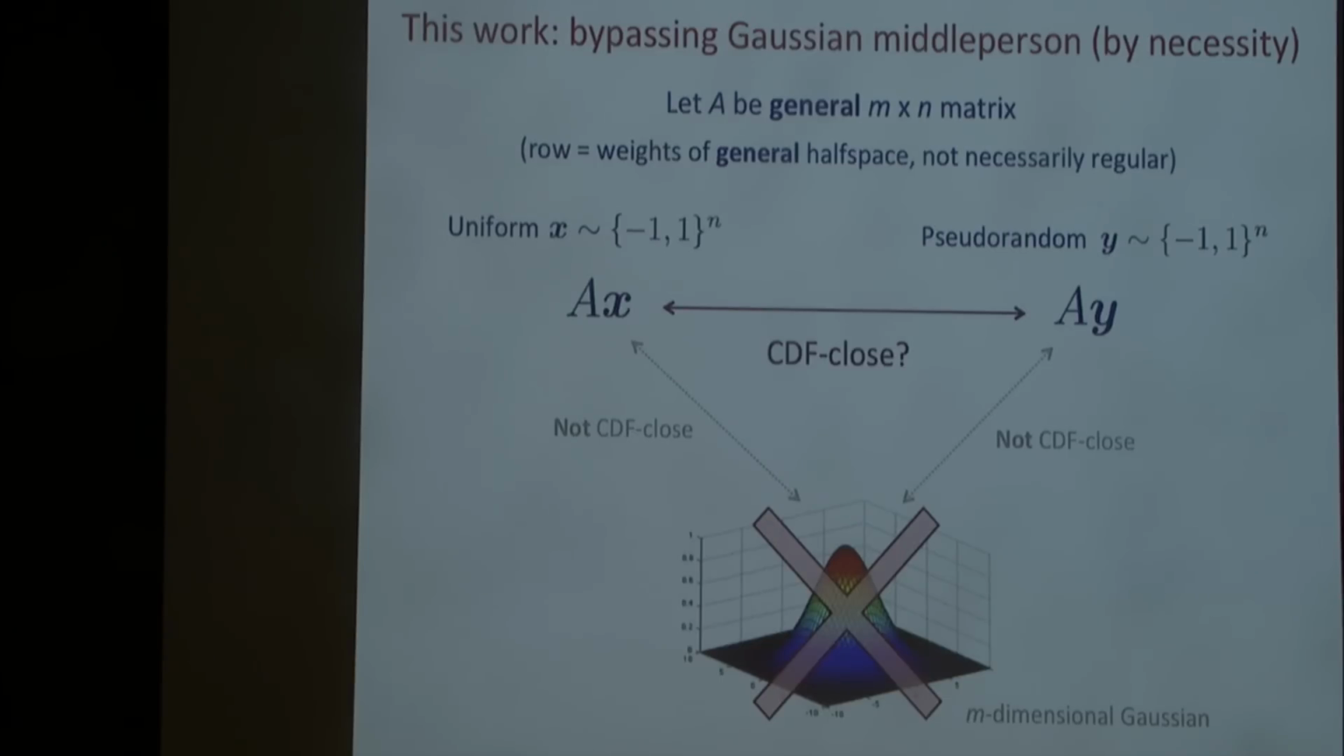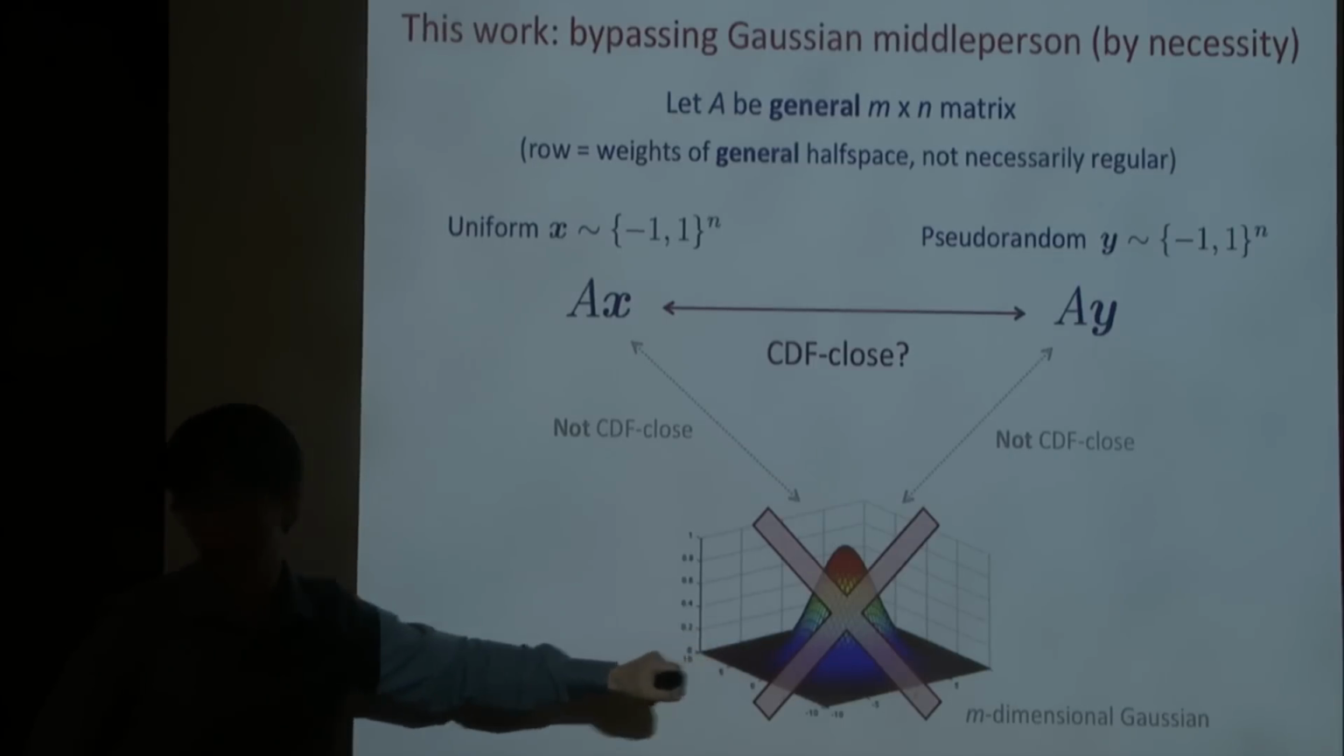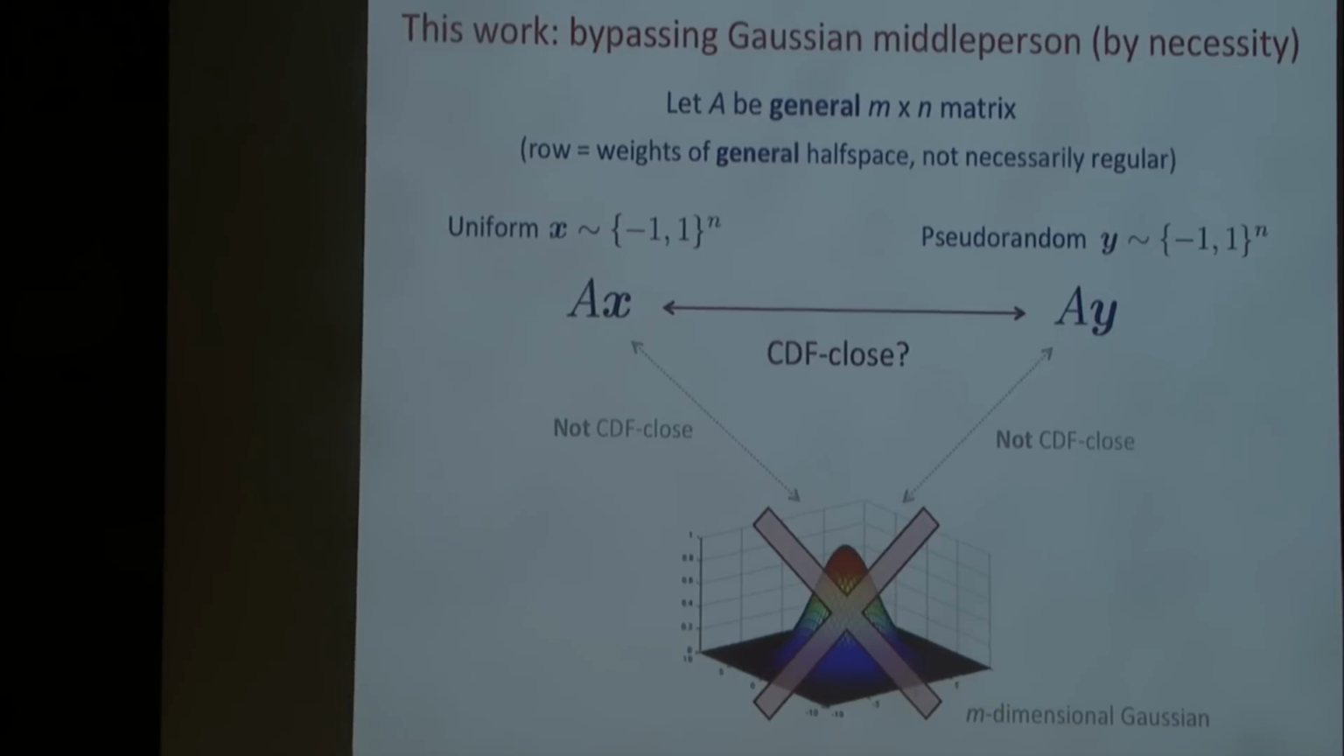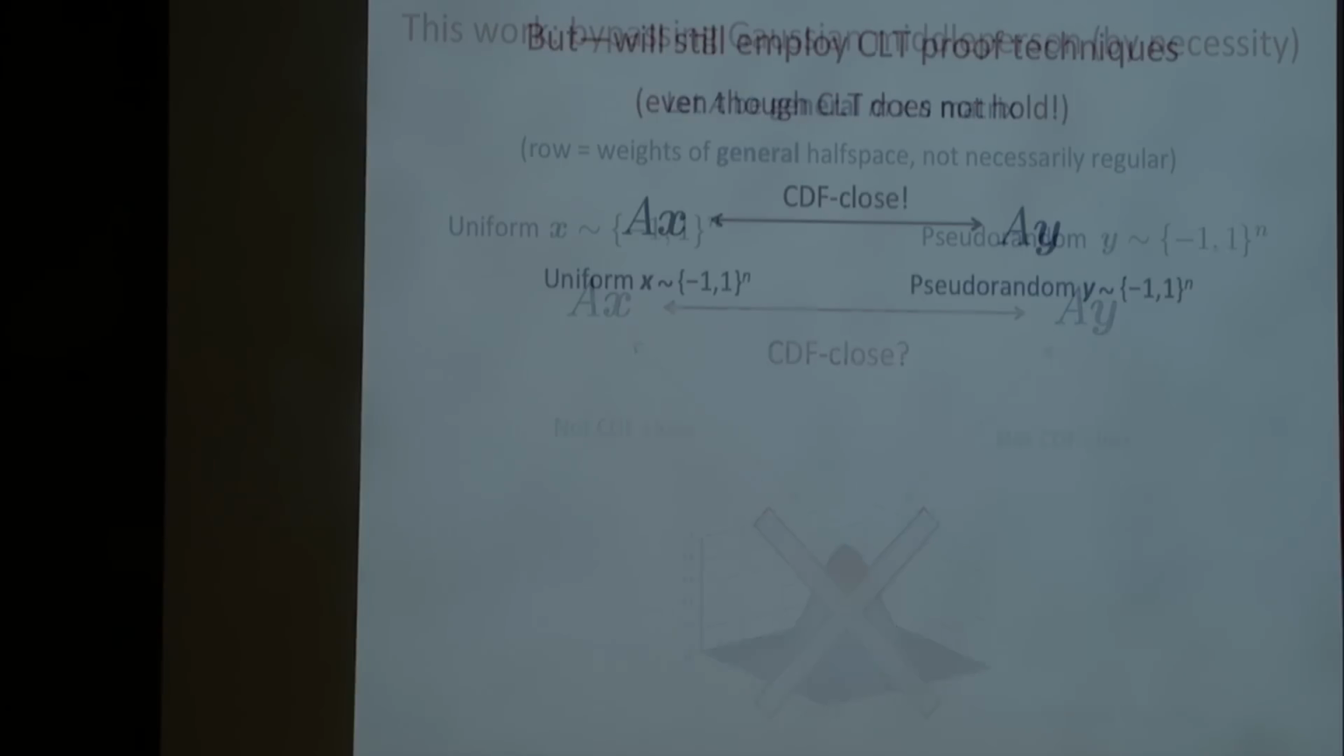So not Gaussian, no. Why not? I mean, it can be a different distribution than that. Right, but not the Gaussian for sure, by necessity. Good, so that's our result. It has nothing to do with half spaces, although it's just an equivalent statement.